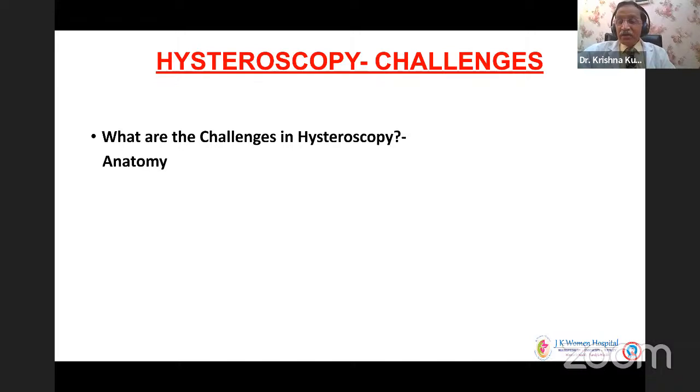So the anatomy of the uterus, one has to learn. We as gynecologists have all forgotten the anatomy. I wouldn't go into the detail of it. And what other challenge?